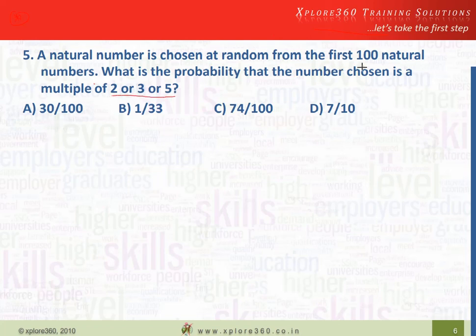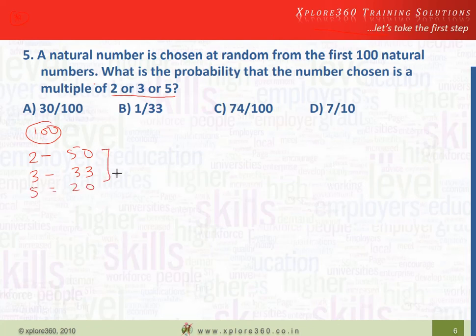So I'm going to use 2 ways of solving this question. The first one is the conventional way. Out of 100 natural numbers, how many numbers are divisible by 2, 3 and 5? So individually I'm going to take. Out of 100 natural numbers, the numbers divisible by 2 are 50. Numbers divisible by 3 are 33. And numbers divisible by 5 are 20.